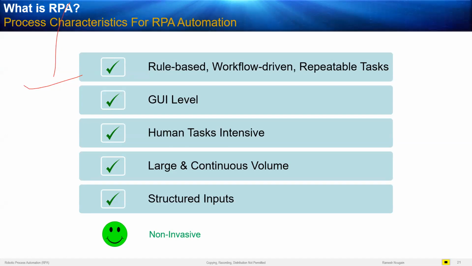The process is essentially interacted at the graphical user interface layer. These interactions are happening with the help of human beings. Human beings are performing these tasks. Typically, these tasks or process steps involve huge amount of volume. They are continuous in nature. The requests or the inputs are coming in a very structured format.